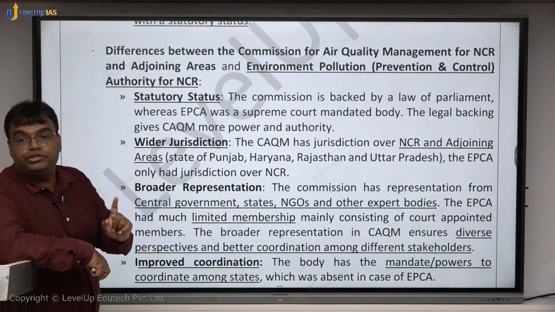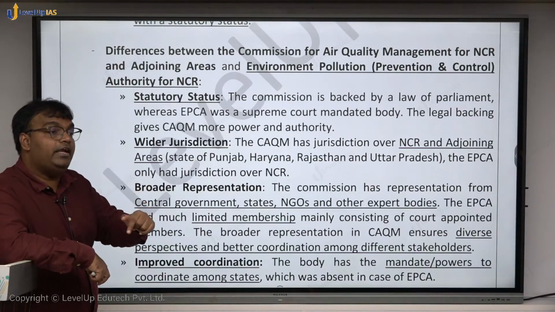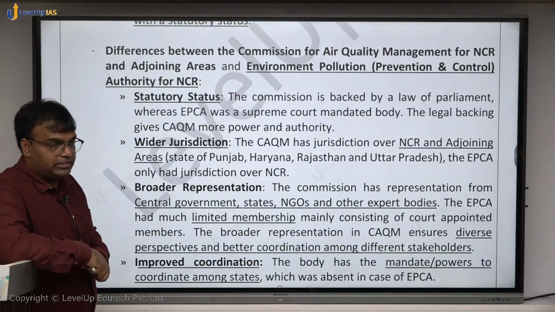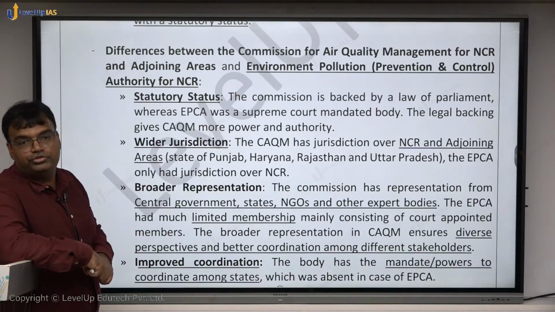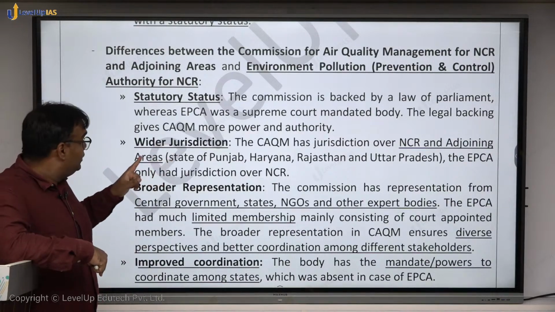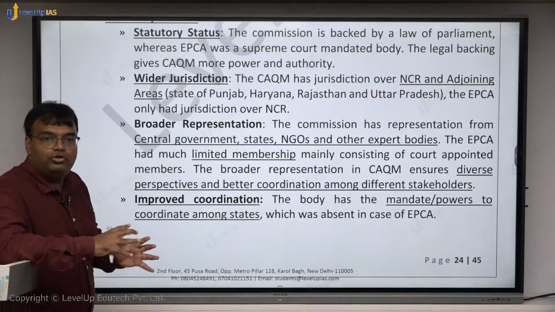EPCA had jurisdiction only over NCR, whereas CAQM has jurisdiction over NCR and adjoining areas. So the entire state of Punjab, Haryana, Rajasthan and Uttar Pradesh comes under the jurisdiction of CAQM. Jurisdiction is higher. Third, it has broader representation. Who is part of this commission?